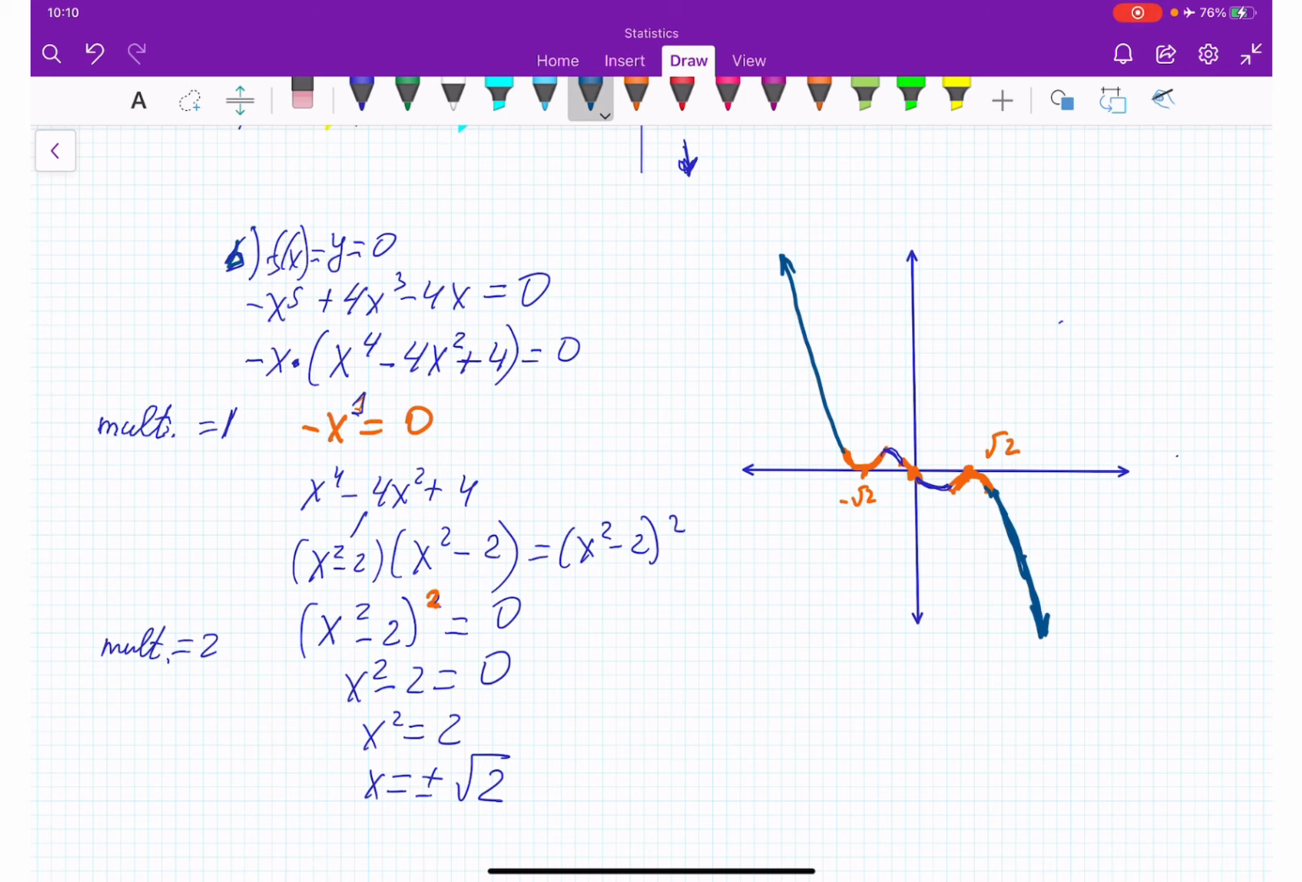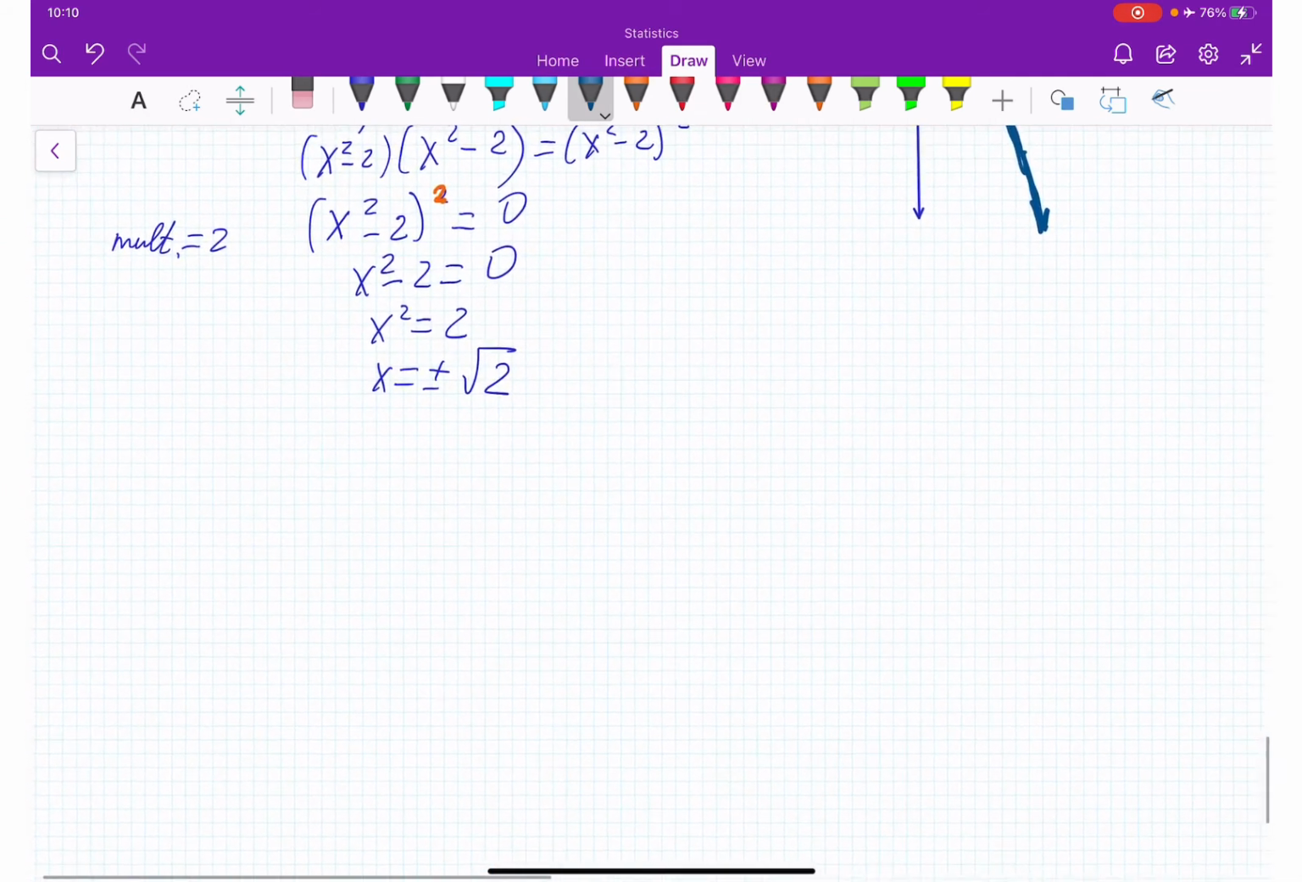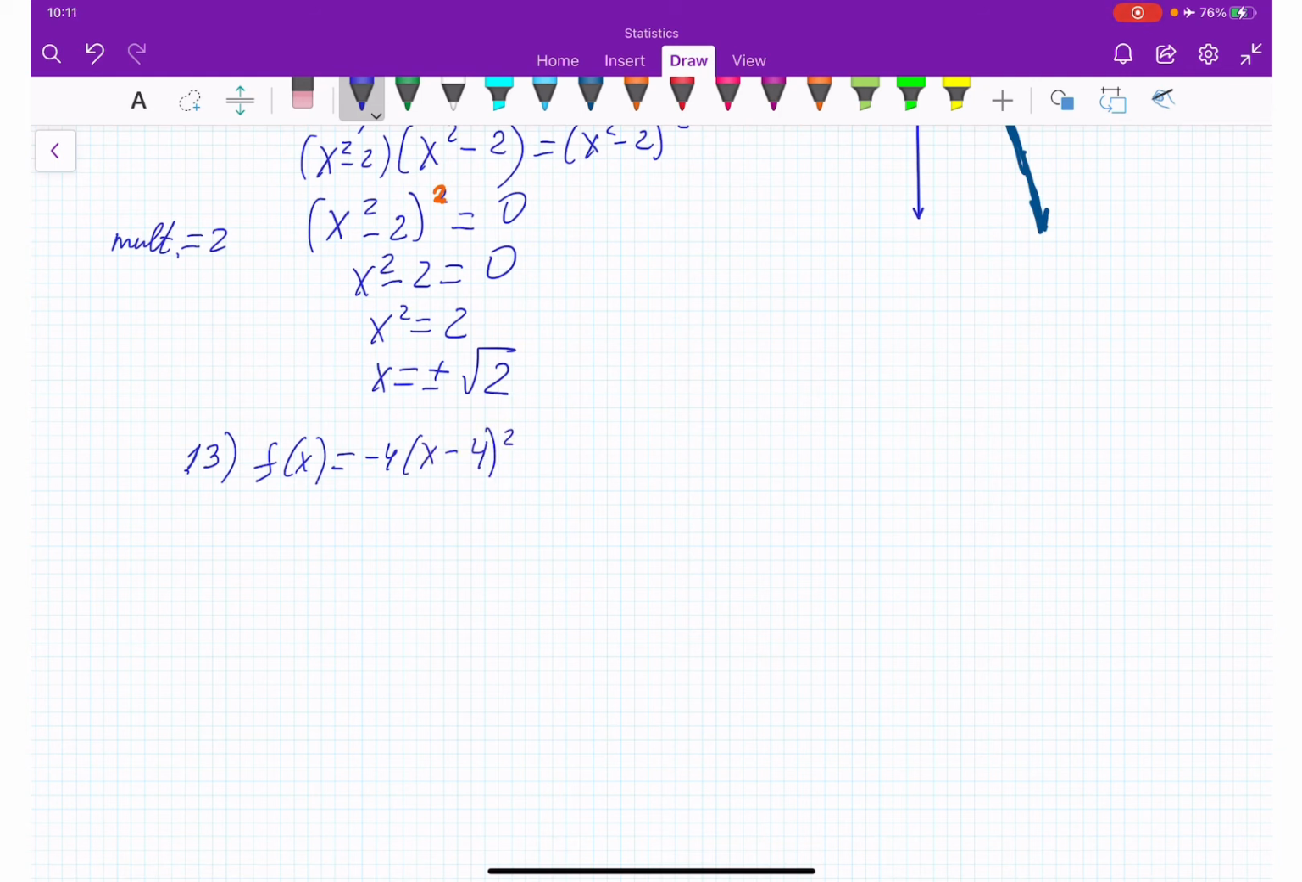Question number 13. Since polynomial, it's a difficult subject for students, I made sure we did enough. So let's figure it out, what we have here. All cases, I try to include every single case we can possibly have. F of x is equal -4, x minus 4 squared, x squared minus 4.